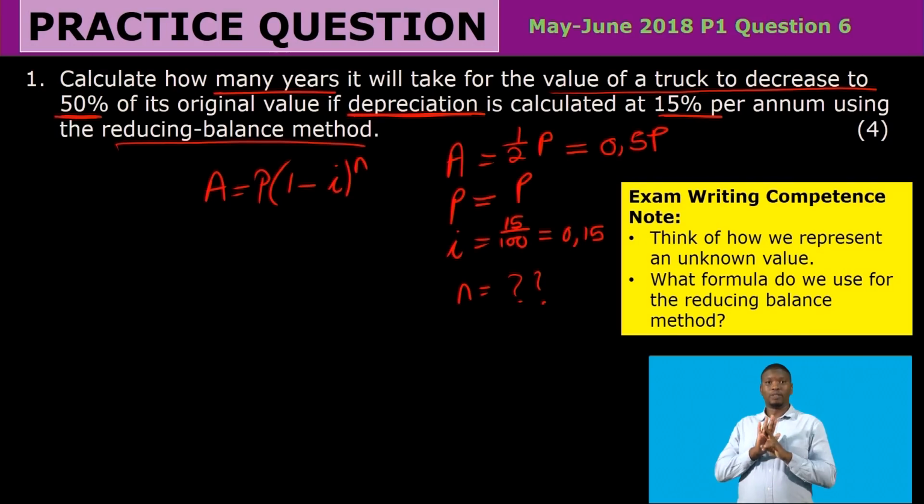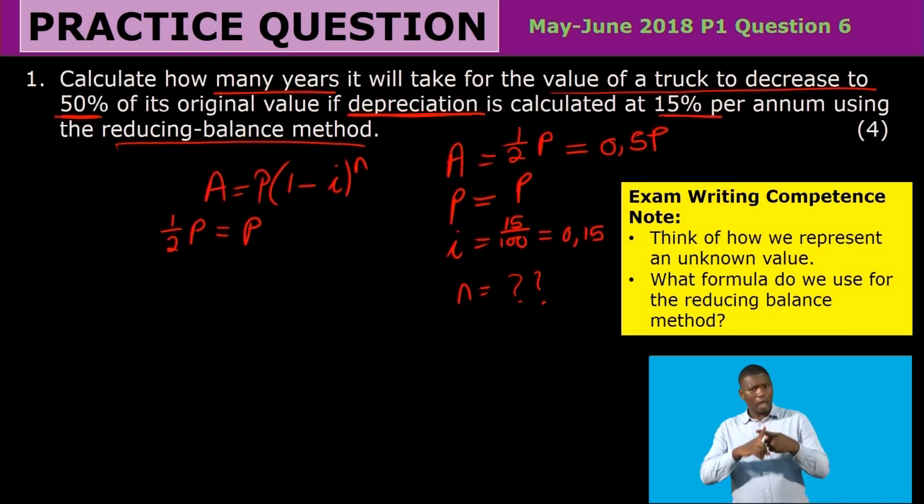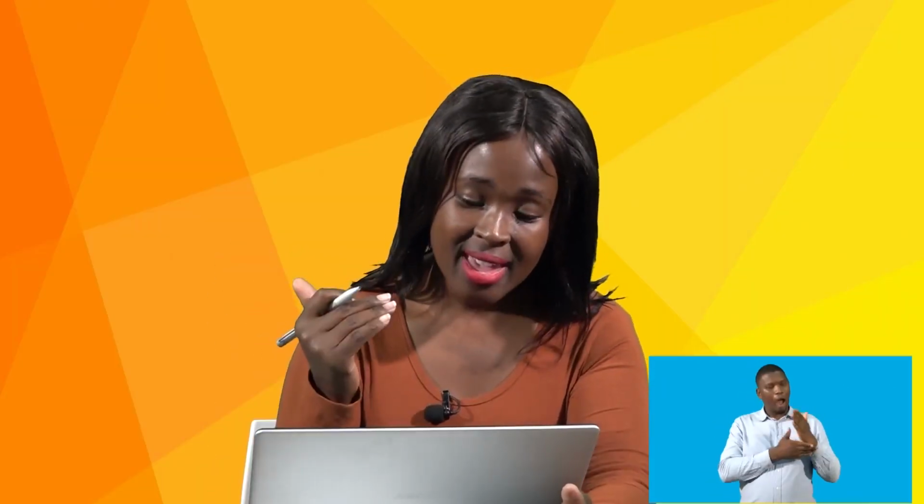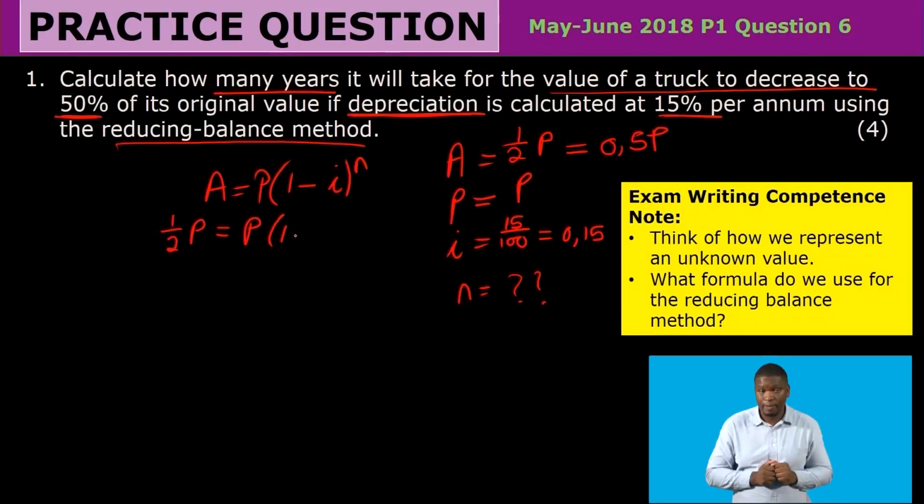So let's take our information and represent it. In the place of A, we are going to write half of P. In the place of P, we're just going to leave it as it is, P. If you're more comfortable with using other variables like X, that is perfectly okay, because in mathematics, if we do not know what a value is, we usually represent it with X. So you can put X in the place of P, but the relationship between P and A is that A is 50% of P. So we just need to remember that. So that is going to be 1 minus 0.15, and that is going to be to the exponent of n.